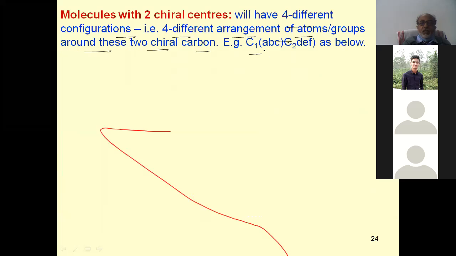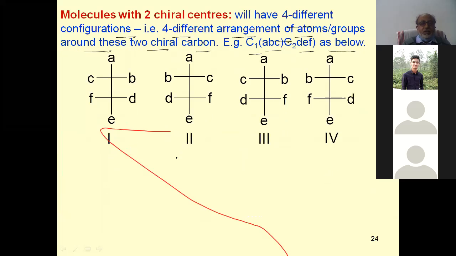So suppose C is bonded to A, B, C and D, E, F, as shown below. Suppose these are two chiral centers, this is one and this is another. This one is bonded to A, B, C and this whole group, and this one is bonded to D, E, F and this whole group, because it has to be bonded.